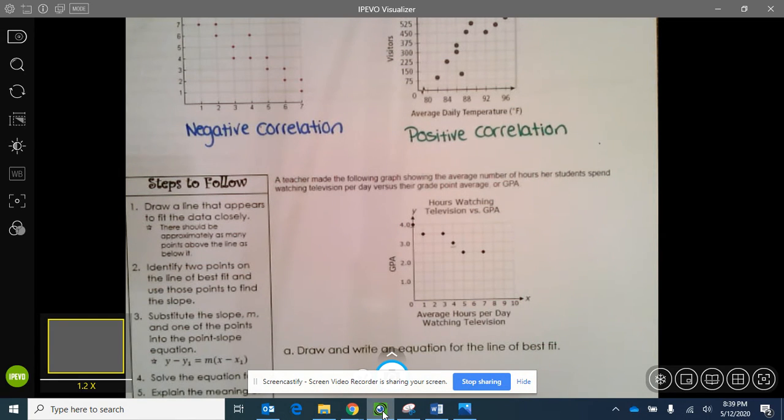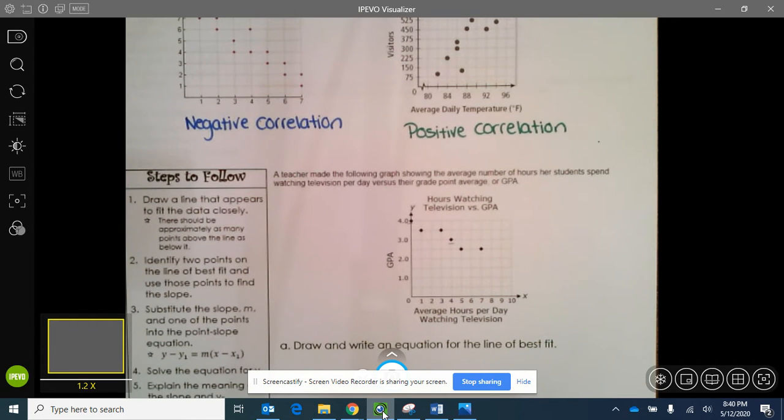So when I draw my trend line, it's going to have a negative slope. So positive correlation, your trend line is going to have a positive slope. It's going to go up from left to right. But for a negative correlation, your trend line or your line of best fit is going to have a negative slope. It's going to go down from left to right.